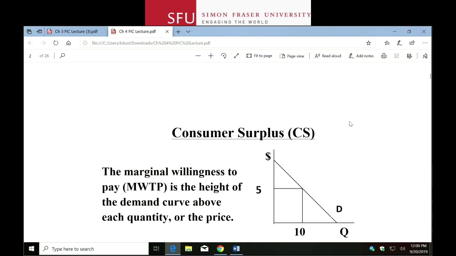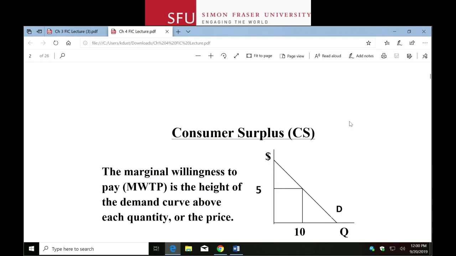So the per unit willingness to pay is the price that the demand curve tells us. This tells us that for the 10th unit, the person is willing to pay $5. For the first unit, they were willing to pay quite a bit. For the second, a little bit less, and so on. Each unit will be a little bit less of a price that they're willing to pay.